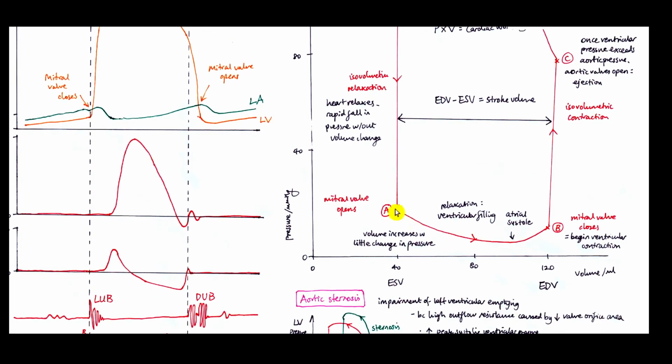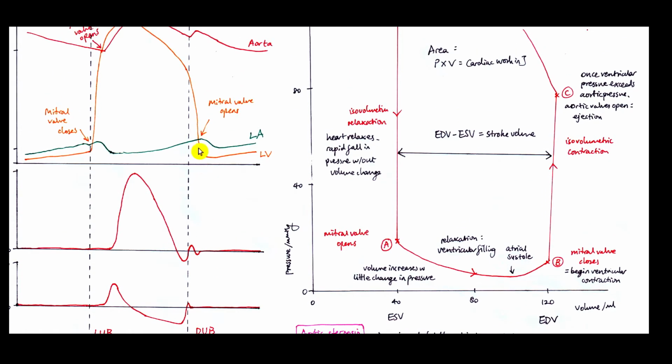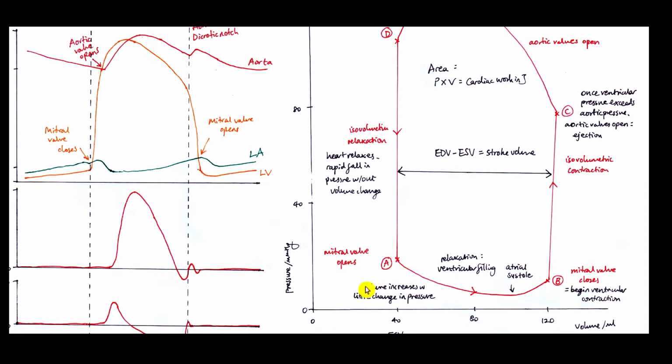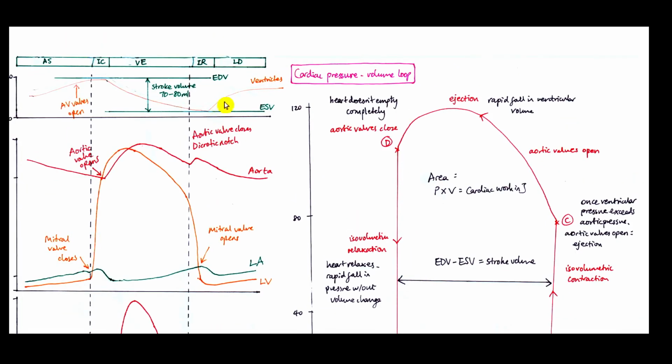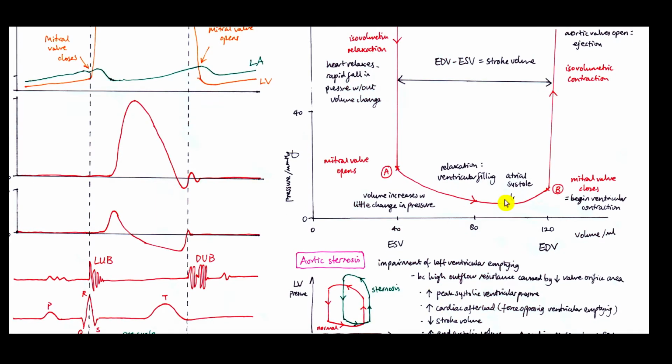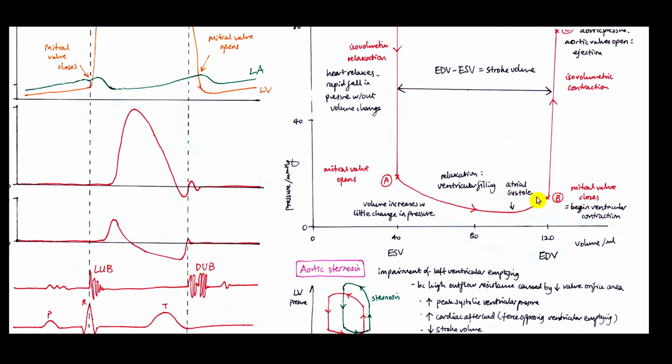So if we start at A, where the mitral valve opens, so it's the beginning of late diastole, the mitral valve opens, and then the volume increases with a little change in pressure. So the volume is increasing, but there's not really much change in pressure, because we've got relaxation and ventricular filling. So it's illustrating this part here. So the left ventricle is increasing in volume. Atrial systole increases the pressure a little bit, and then increases the volume of the ventricles.